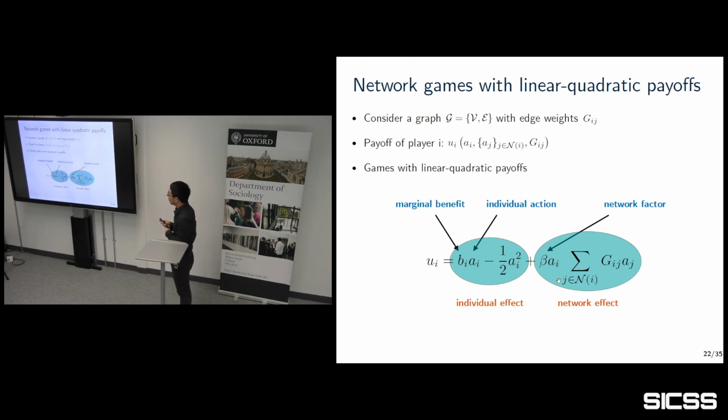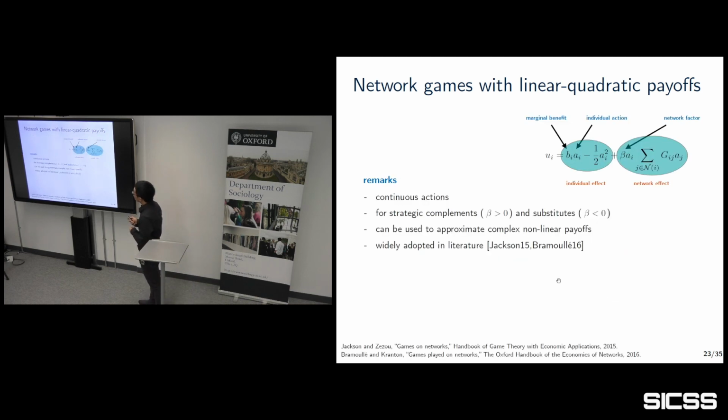So that's basically one specific model that we use. And why do we choose this specific pair of functions first? It's continuous, it can capture continuous actions. The A doesn't have to be discrete, whereas in many cases the A's are assumed to be discrete in the literature. Also, it's very easy for us to capture both strategic complements and substitutes. You just need to choose a positive beta or negative beta. So negative beta would basically mean that there is a kind of negative network effect.